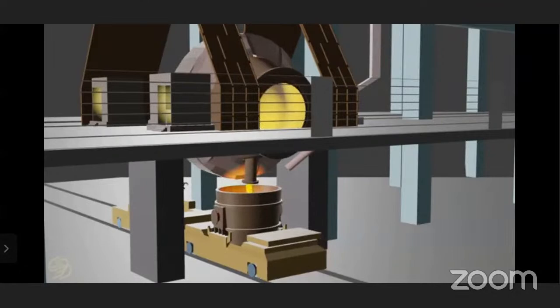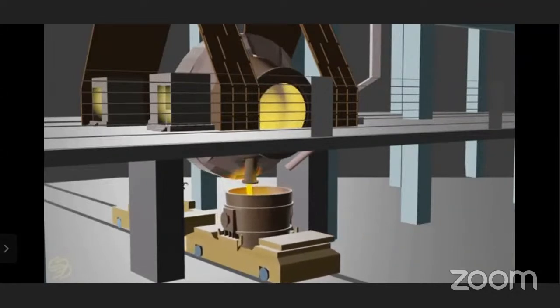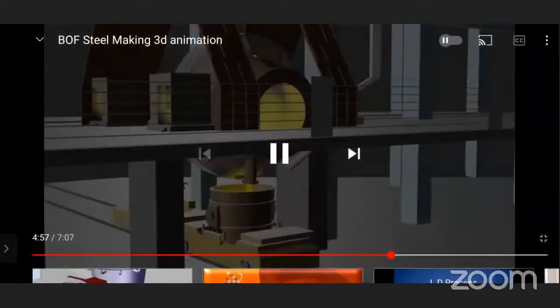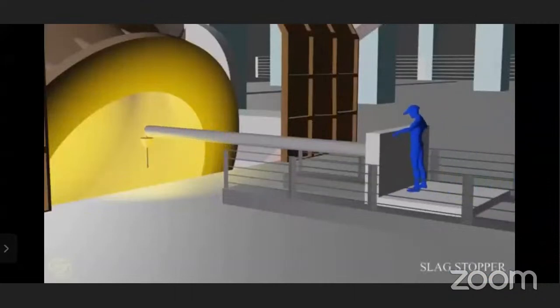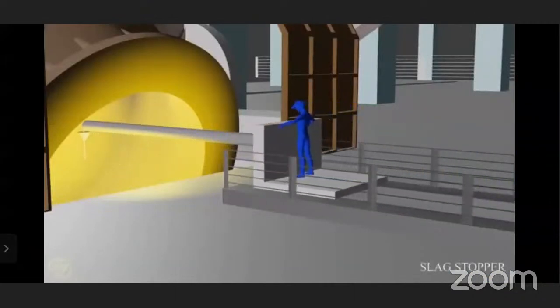Steel is a mixture of ferrous materials. Slag stopper is applied to ensure slag-free tapping.